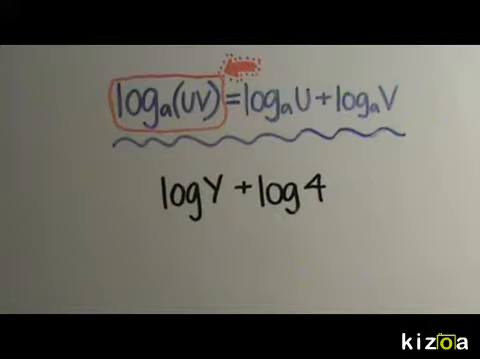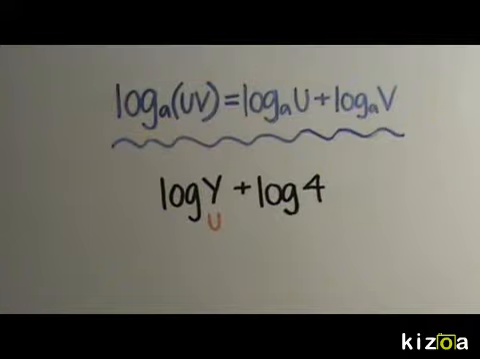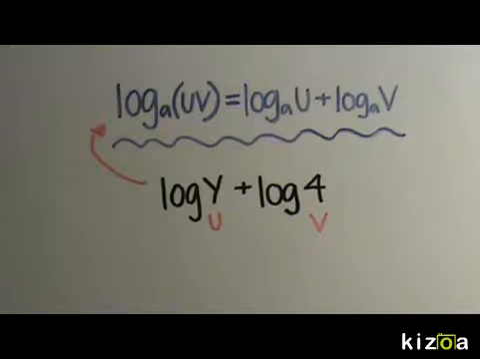Let's get started. We know that the y in the example equals the u in the property, and the 4 in the example equals the v in the property. And our log base 10, substituting for the log base a variable, is simply going to be written as log for this example. Now that we have all our variables, let's simplify this to the form on the left.